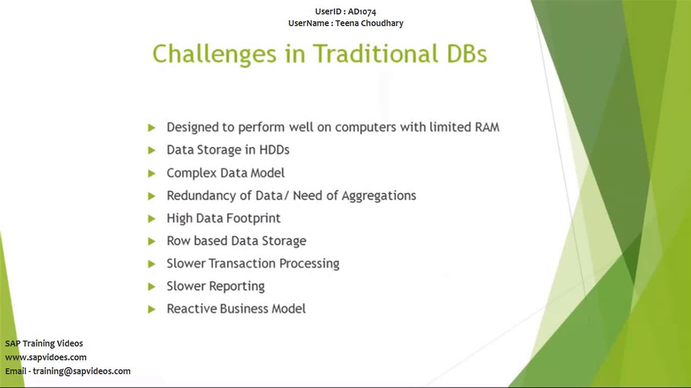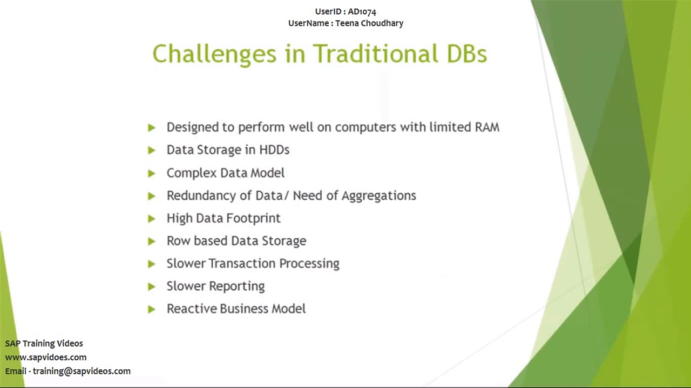Right? Another important thing is row-based data storage. The data is getting stored in the form of rows, due to which the extraction of data is slower. So two problems. One is the data is stored in the hard disk, and second is the data is stored in the form of rows. So when the data is stored in the form of rows, extracting the data for reporting is slower when compared to storing the data in the form of columns. So we identified these two things.